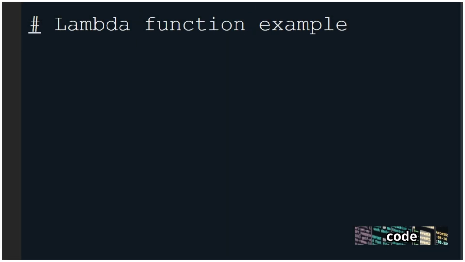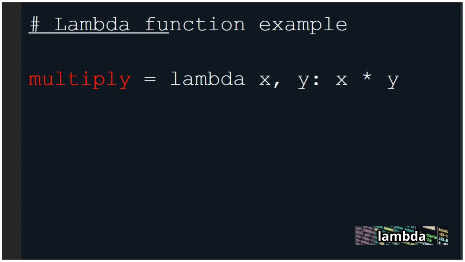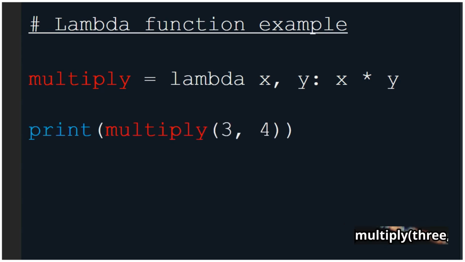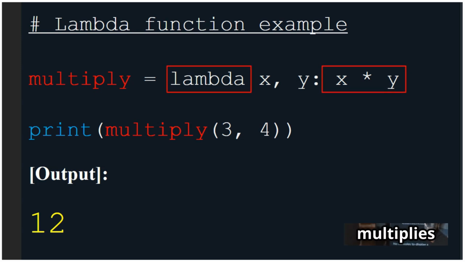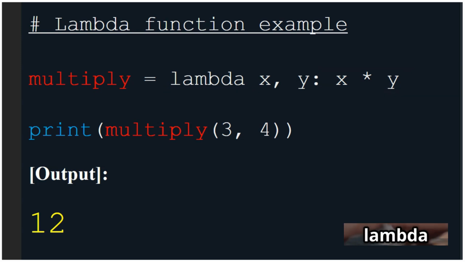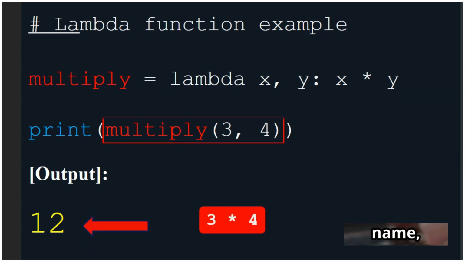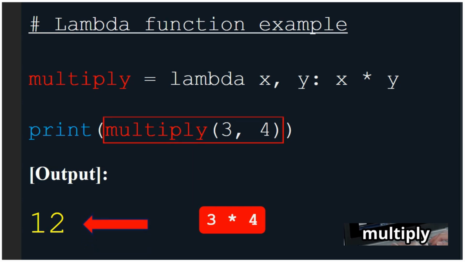Here is an example code for lambda functions in Python: multiply = lambda x, y: x * y print(multiply(3, 4)). When we run this code, the output will be 12. Here we create a lambda function that multiplies two numbers. The lambda function doesn't need a name, and it's used to perform a simple operation. We call multiply(3, 4), and it returns 12.